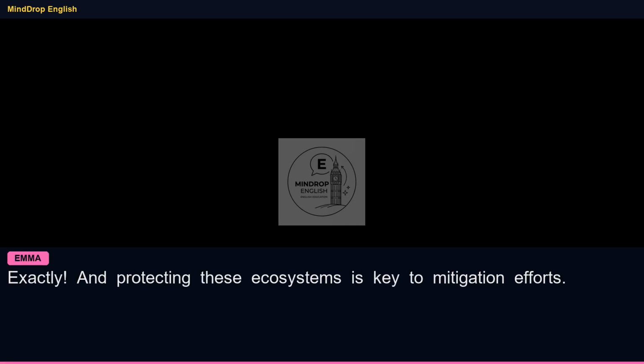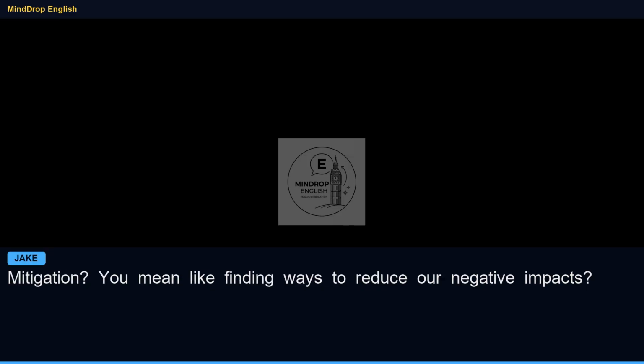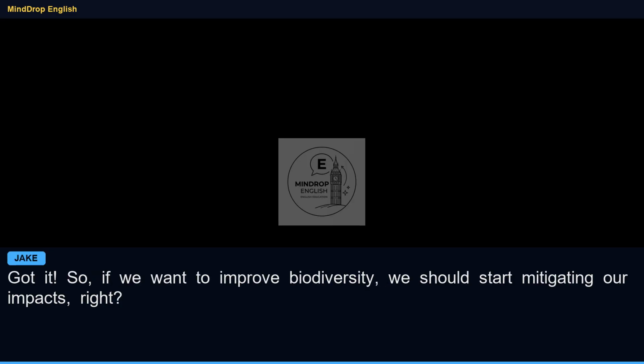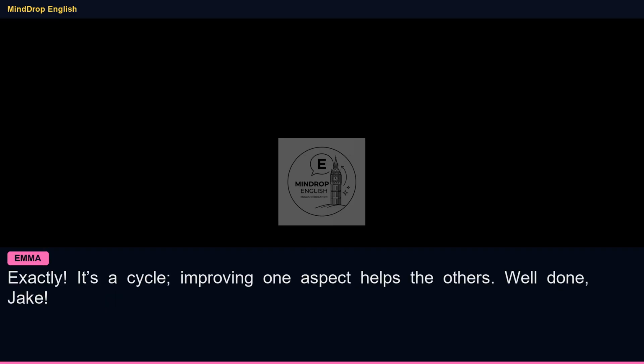Exactly. And protecting these ecosystems is key to mitigation efforts. Mitigation? You mean like finding ways to reduce our negative impacts? Precisely. Mitigation includes actions like conserving energy and supporting renewable resources. Got it. So, if we want to improve biodiversity, we should start mitigating our impacts, right? Exactly. It's a cycle. Improving one aspect helps the others. Well done, Jake. Thanks. I love how interconnected everything is in the environment.